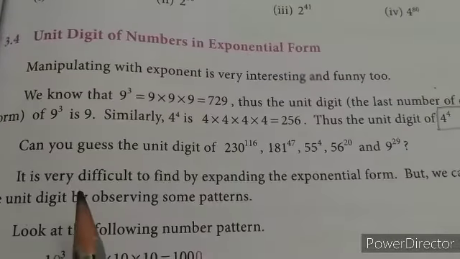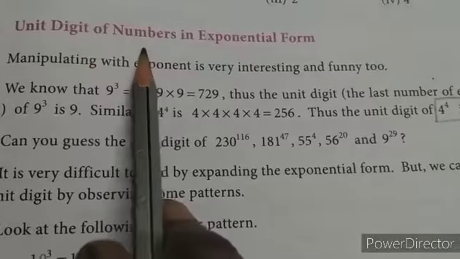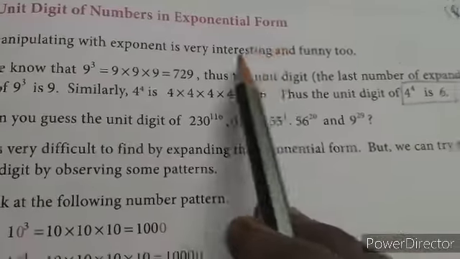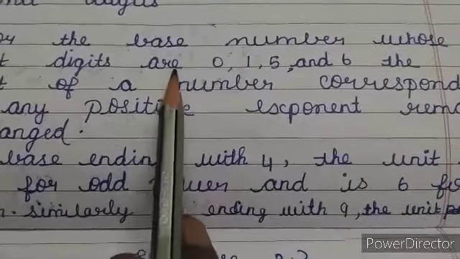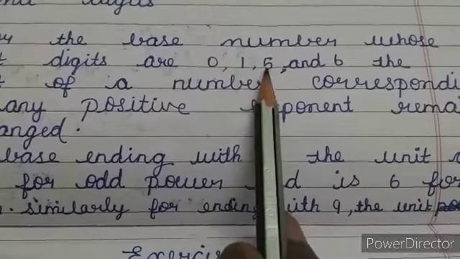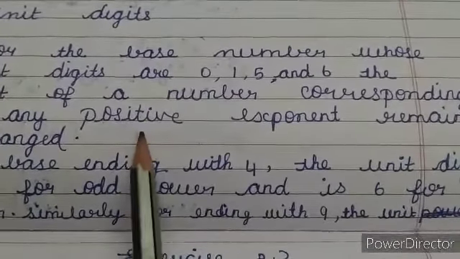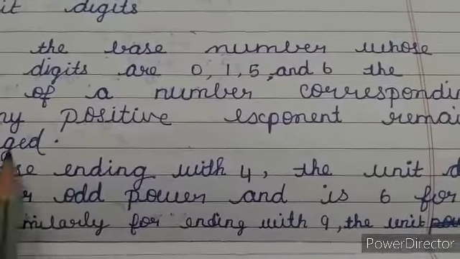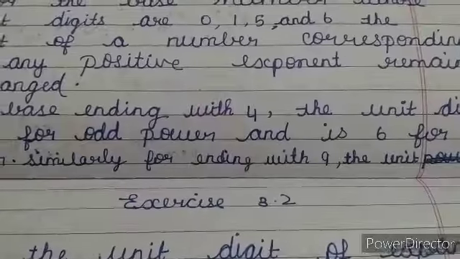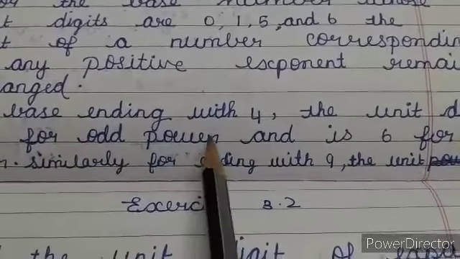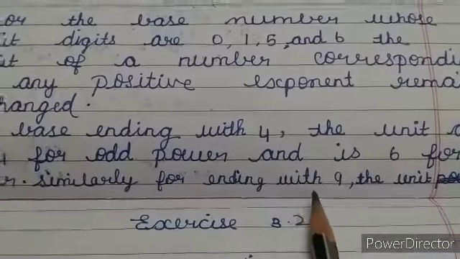Dear students, today in 7th standard maths, we are going to see the unit digit of numbers in exponential form. For the base number whose unit digits are 0, 1, 5 and 6, the unit digit of a number corresponding to any positive exponent remains unchanged. For the base ending with 4, the unit digit is 4 for odd power and is 6 for even power. Similarly, for ending with 9.